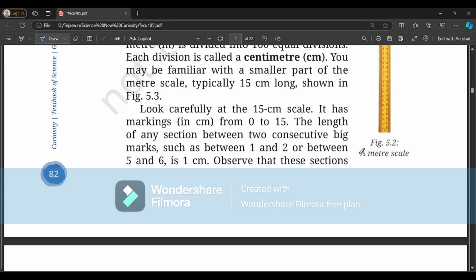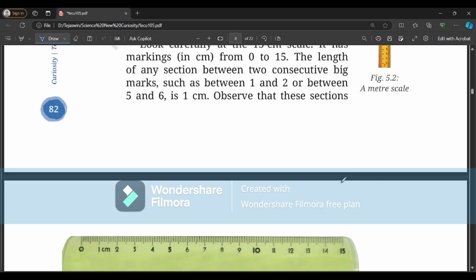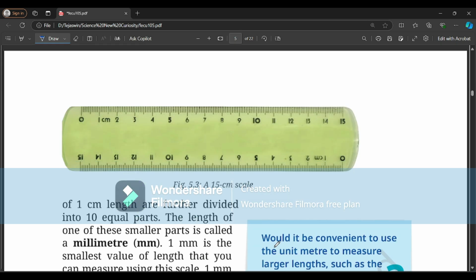If we look carefully on 15 centimeter scale, we can see that from 0 to 15 the markings are there, and length of any section between two consecutive big markings such as 1 and 2 or between 5 and 6 is 1 centimeter. So 1 and 2 is 1 centimeter, 5 and 6 is 1 centimeter, 10 and 11 is 1 centimeter. And these 1 centimeters are further divided into 10 equal parts. So between 1 and 2 there are 10 equal parts.